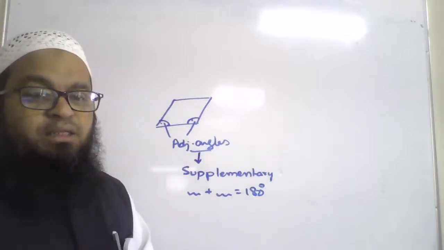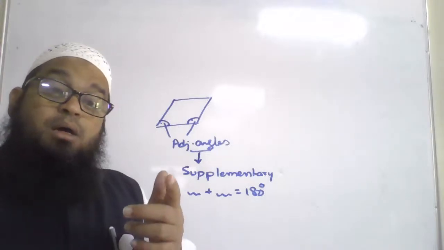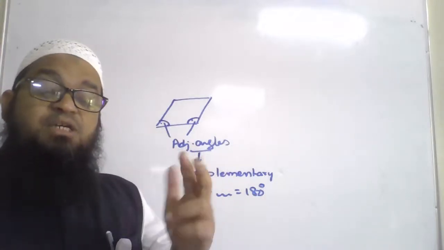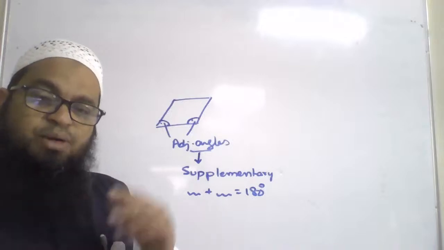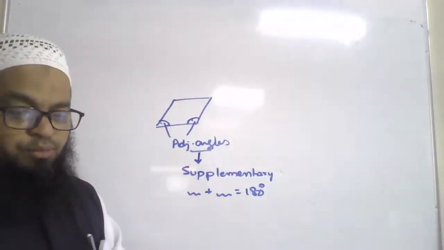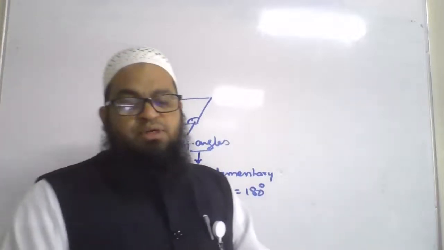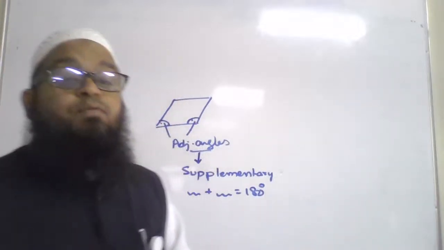Understood? So, are adjacent angles equal in a parallelogram? No. In some conditions of a parallelogram, they are equal, for example, rectangle and square, where they are 90 and 90. But not in a rhombus and a general parallelogram. So what is the answer for the 7th? Adjacent angles are equal? False.